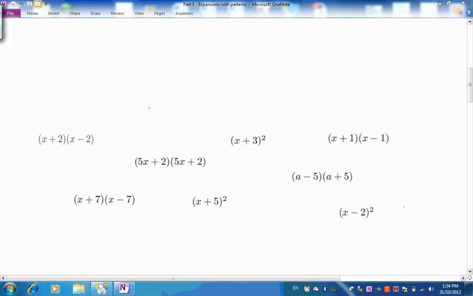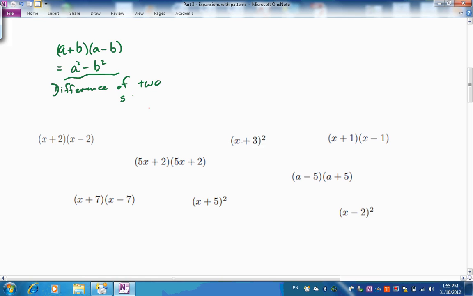Oh, I've mixed some up for you. So can you spot the patterns here? Remember what we said, when we have a bracket with 2 terms in it, and then the other bracket, same 2 terms, but the opposite sign, it comes to a squared take b squared. This sort of expansion is sometimes called the difference of 2 squares. And you can see why.